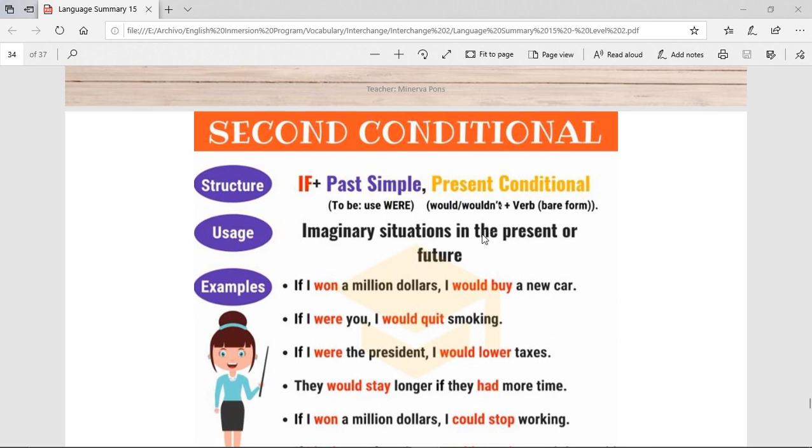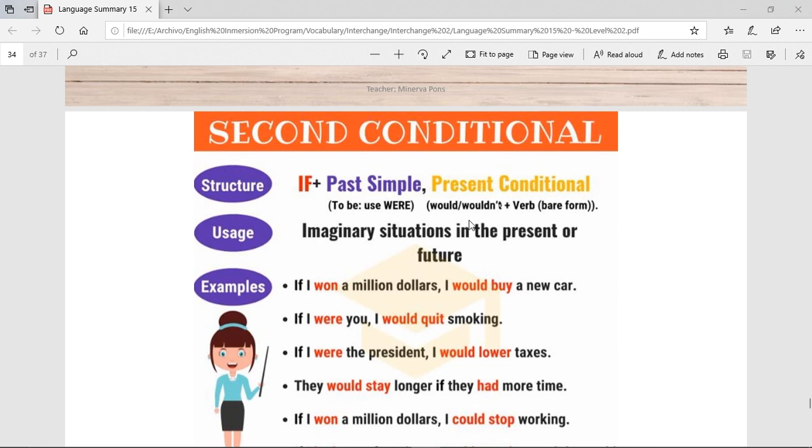These are things that are not real. These are things that, well, it's possible, but it's not the reality. So, basically, imaginary situations, both for the present and for the future. The structure is that we use if plus the past simple, like when it's to be, we use were, you know, have is had, jump is jumped, etc., etc.